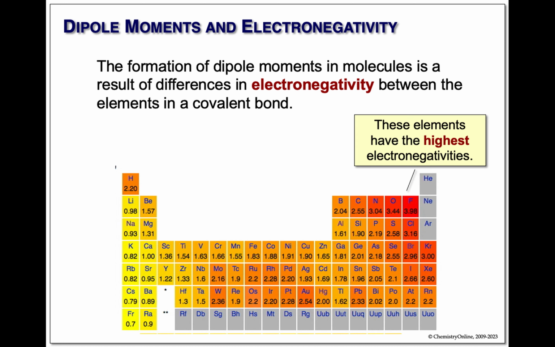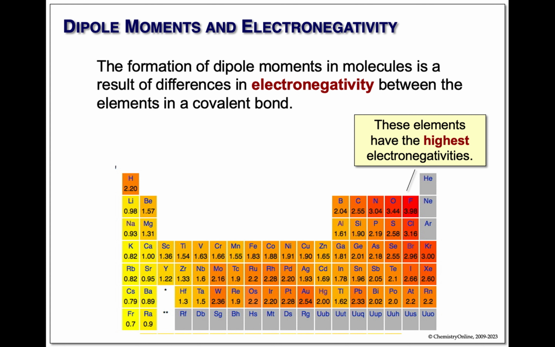Now, why does this happen? This happens because of the concept of electronegativity. Electronegativity simply is the ability of an atom to attract electrons towards itself. In the periodic table, there's kind of a ramp. It increases as you go across, it decreases as you go down. These are the least electronegative, and these are the most.